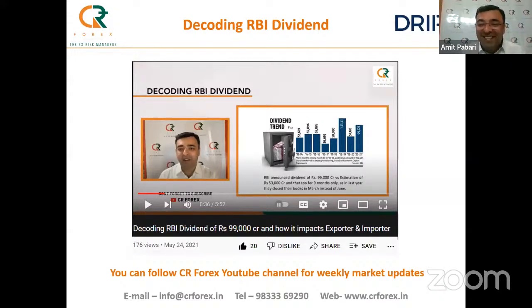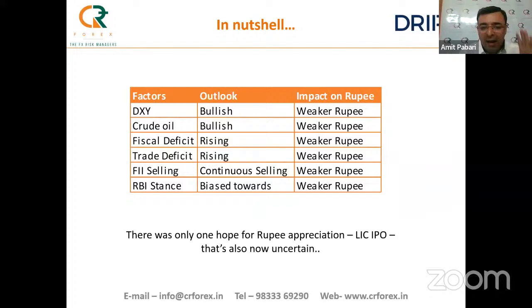So their interest is that the currency should always, every year, get devalued. इसीलिए जो भी फ्लो आया they observe. तो ये दोनों चीज का समरी किया है कि आरबीआई होना बाय डॉलर रूपी. सब फैक्टर हमने देखा, सब वीकर रूपी को इंडिकेट कर रहा है. एक ही होप था रूपी अप्रिसिएशन के लिए, एलआईसी का आईपीओ. अभी वो भी अनसर्टन है. ये तो हो गया वीक रूपी वीक होगा.